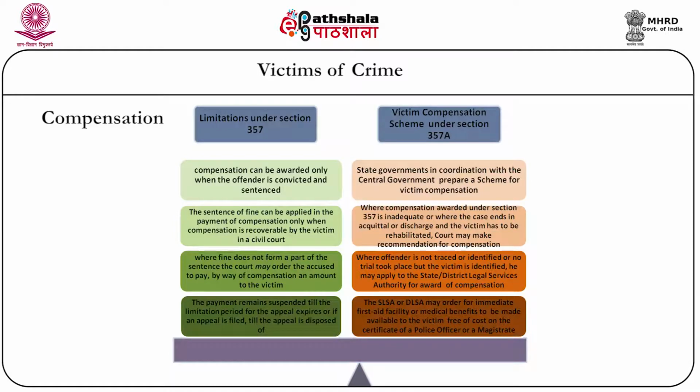Now, the developments in this regard made by section 357A are worth noticing. Section 357A provides that every state government in coordination with the central government prepare a scheme for victim compensation. Where compensation awarded under section 357 is inadequate or where the case ends in acquittal or discharge and the victim has to be rehabilitated, court may make recommendation for compensation. Where offender is not traced or identified or no trial took place but the victim is identified, he may apply to the state or district legal service authority for award of compensation.